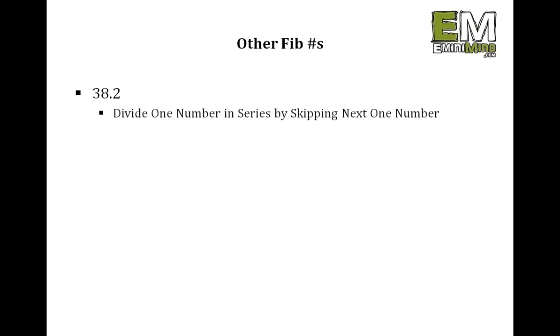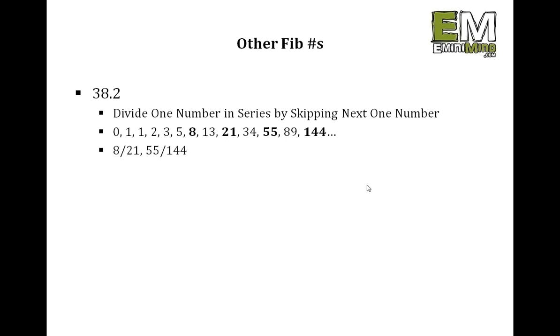But there are a few other Fibonacci numbers that you've probably heard of more so in the trading world. It's the 38.2, and that is simply dividing one number in the series by skipping the next number. So instead of 5 divided by 8 or 8 divided by 13 to get 61.8, to get this 38.2, you simply divide 8 by 21. The next one, you skip one over.